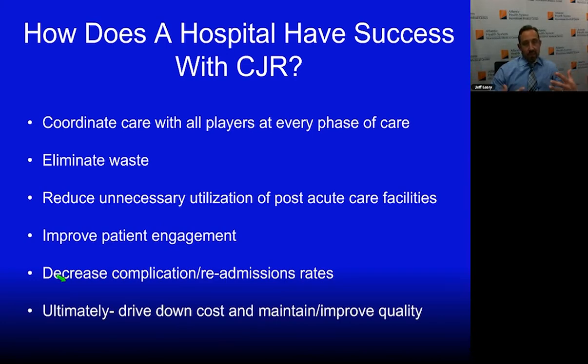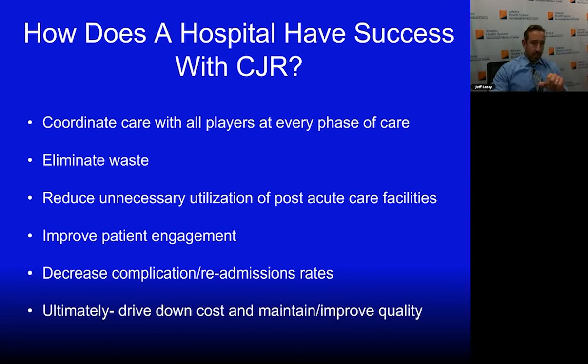And you have to start looking at how do you have success with this, right? So you have to address those high spend items. And it's critical that you coordinate care with all the players at every phase, meaning the surgeons, the hospitals, nursing, rehabs, physical therapists. Then the next thing is you have to eliminate waste. You have to figure out where can we possibly save money on the inpatient side, and that can be length of stay, various equipment, durable medical goods, things like that. And really the lowest hanging fruit there is reduce unnecessary utilization of post-acute care facilities. And what that means is, can we get patients home as opposed to utilizing facilities more frequently? And that saves a tremendous amount of money.